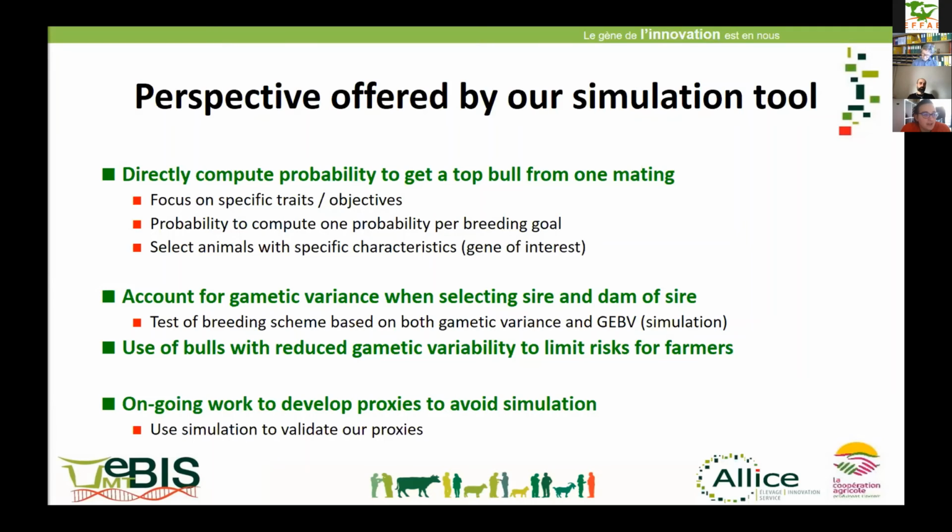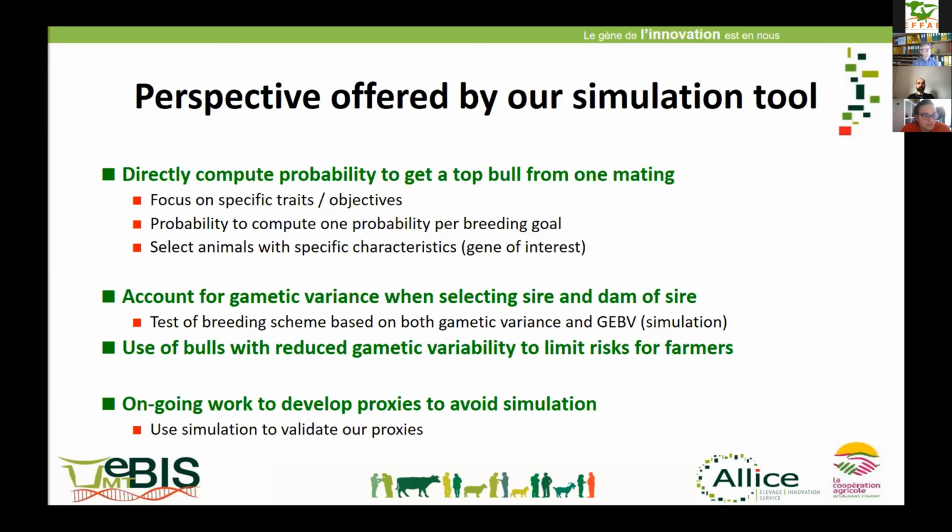You can account for gametic variance when selecting sire and dam, and we want to do, I don't know when, but we want to try to see if accounting for this gametic variance is very useful or not. So we plan to try some breeding scheme simulation based on both gametic variance and GEBV.